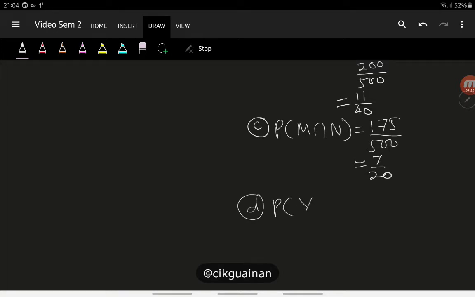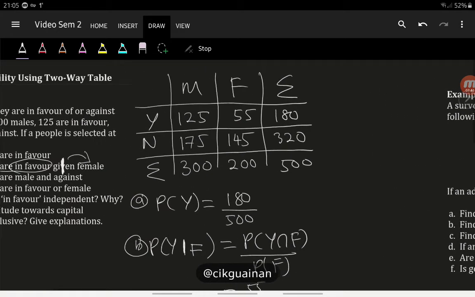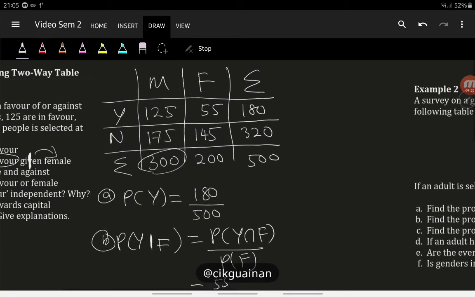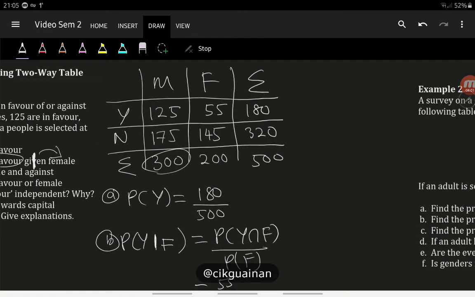Who are in favor means say yes, or female. Okay, so this one, how to get? We use the formula lah. Probability of yes plus probability of female minus probability of yes and female. Okay, so probability of yes is this one, 300. Okay, 300 over 500 plus female. How many females? Oh, my bad. This is male.